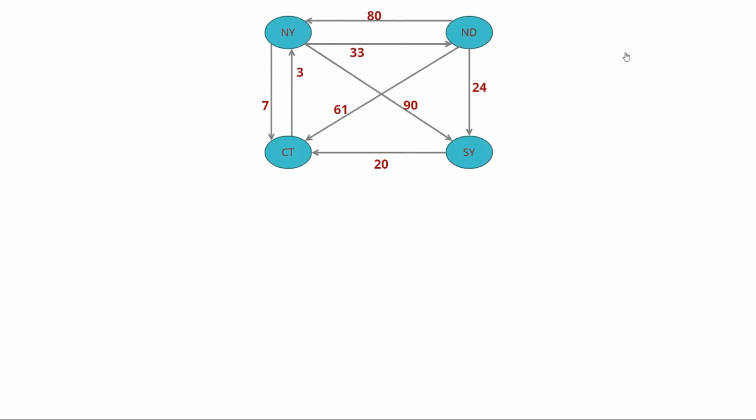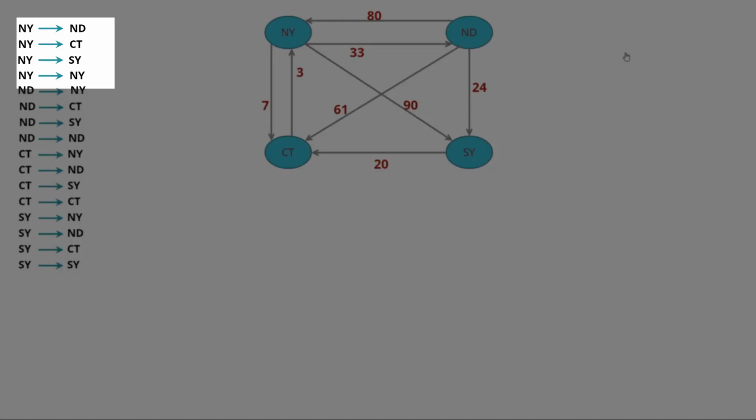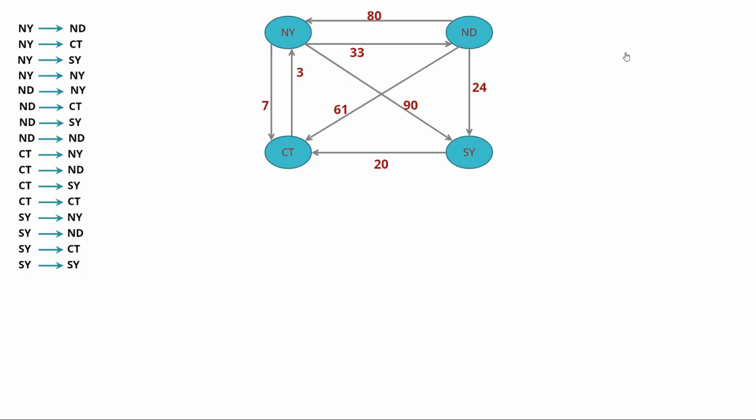What does it mean? We have to find the shortest path between each and every possible pair of vertices. These are the pairs for which we have to find the shortest path. First, let's consider the paths from NY. We have to find paths from NY to ND, NY to CT, NY to SY, and then finally NY to NY. Of course, there is no sense in considering the path between NY and NY because both are the same vertex. Next, we have to find the shortest path from ND to other vertices.